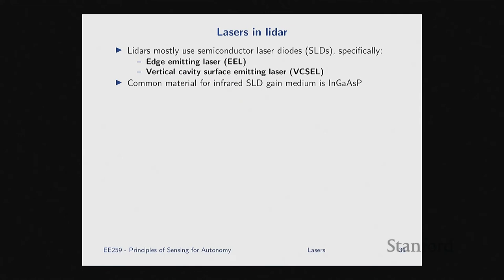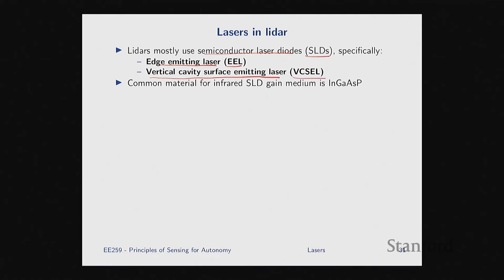All right, let's continue. In practice, there are lots of different ways you can build lasers. When it comes to the gain medium, you can have gases, solid state materials, semiconductors and others. The ones commonly used in LiDAR are semiconductor laser diodes, or SLDs. Specifically, there are two types of them. One is called the edge emitting laser, or EEL, and the other is called the vertical cavity surface emitting laser, or VCSEL.